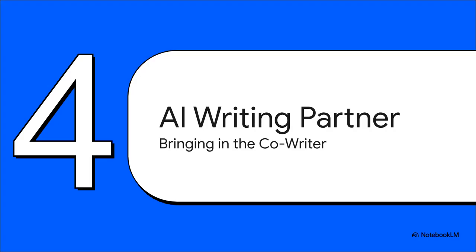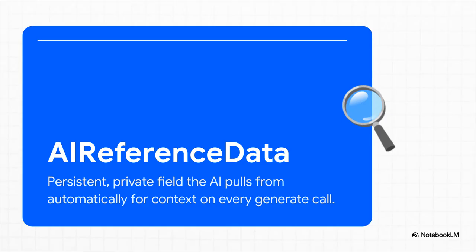All right, Step 4, your AI writing partner, bringing in the co-writer. Now, what's really interesting about this slide is, at every single level of your book, part, chapter, and section, OmniCon provides a built-in AI generate button right next to the content field.